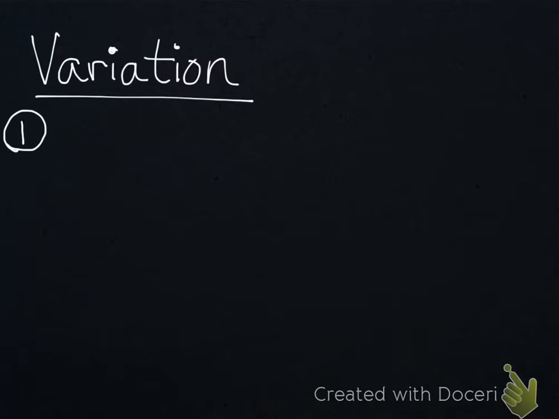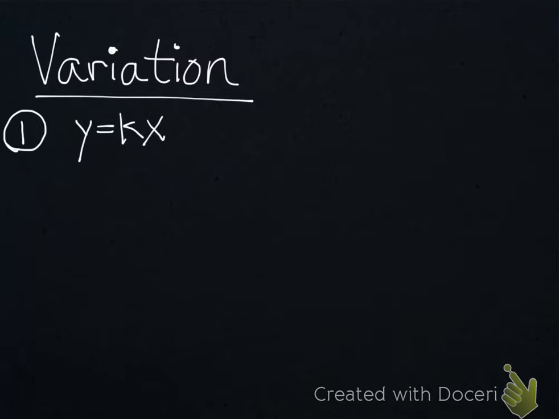This is Mrs. Boots, and we're going to work through the practice problems for variation. Problem 1. If y varies directly as x, pause there. Write the equation. Remember, directly means that we're multiplying. So y is equal to k times x.